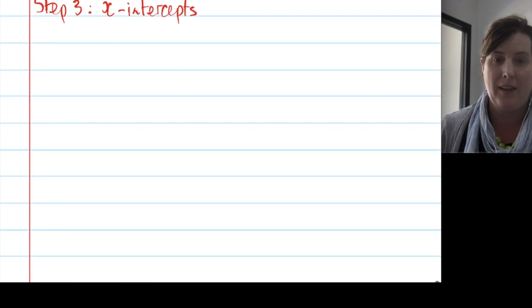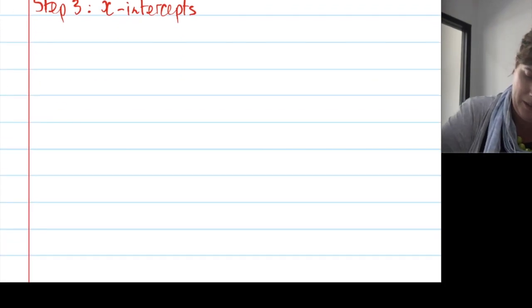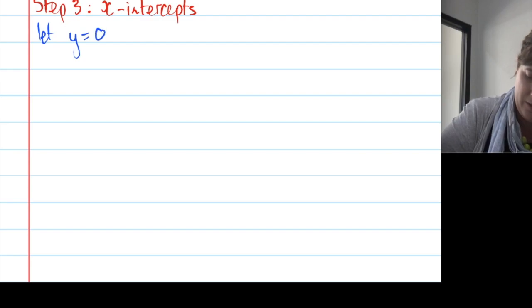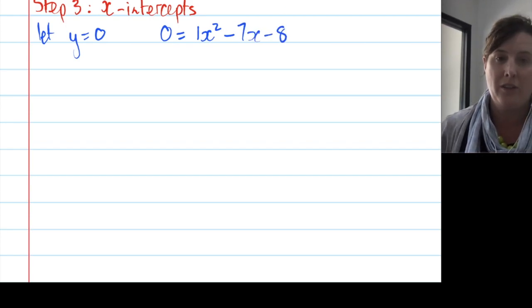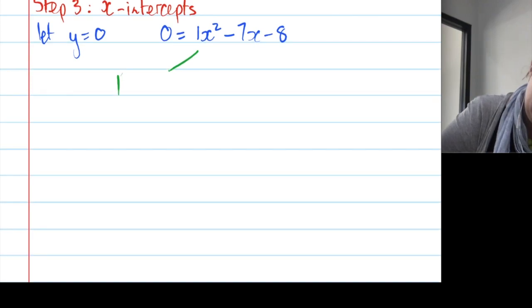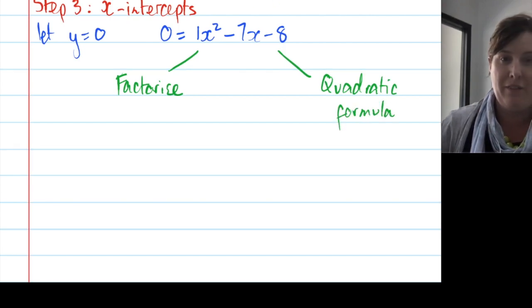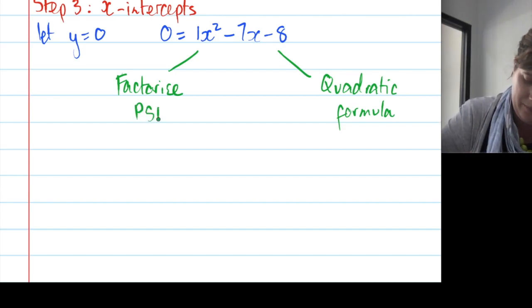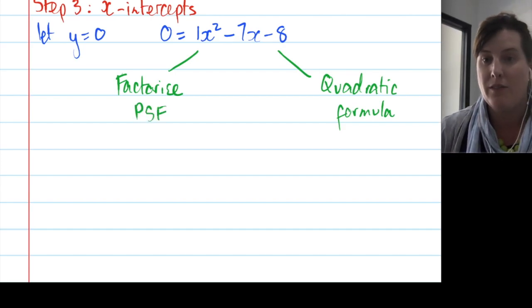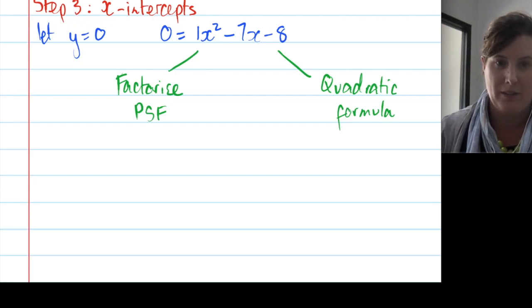So just like in a straight line, to find the x-intercepts, we let y equals 0. So here we have 0 equals 1x squared, take 7x, take 8. Now there's 2 ways to go here. We could either factorize or quadratic formula. If we factorize it, we're PSFing it. So we're trying to figure out what times is to give negative 8 that adds to give negative 7.